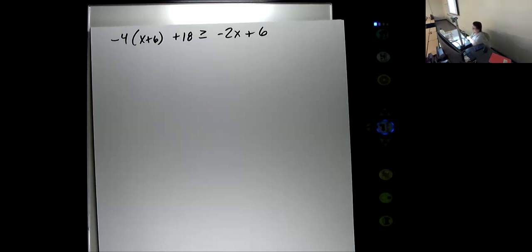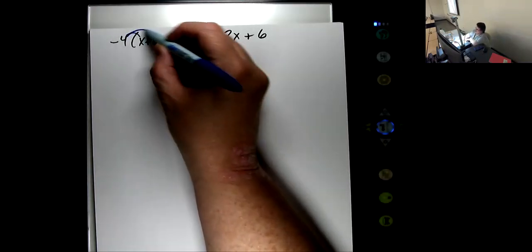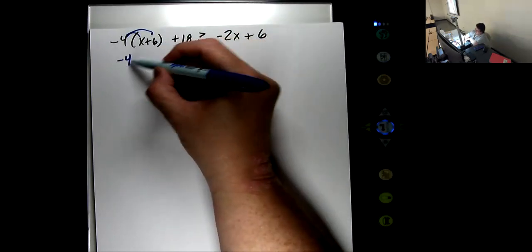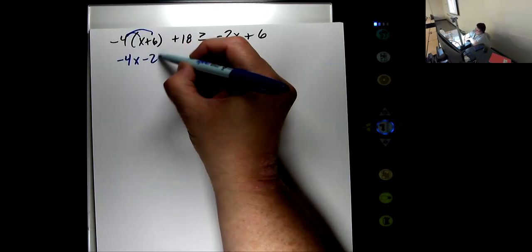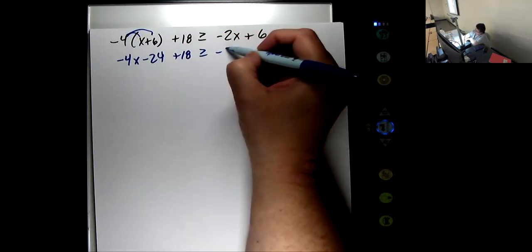Is anyone feeling brave? You feeling brave? Let's go for the first part. I did -4 times x and then times 6. And what'd you get when you did that? I got -4x and then minus 24. Okay, and we should still have the plus 18. Everything else stays the same.